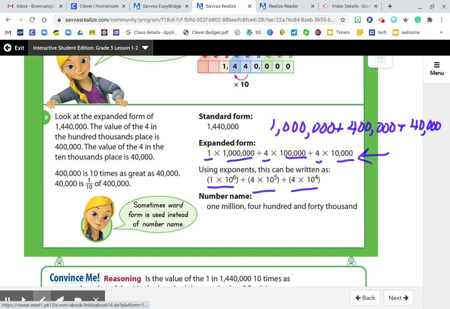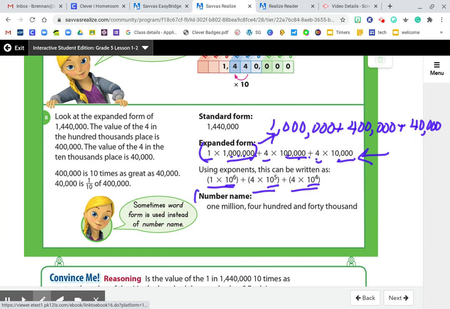Now in 5th grade, you're going to see it more where we pull the digit out. So we have 1 times 1 million. It's the same as saying 1 million. 4 times 100,000, 4 times 10,000. And that will help us to turn them into exponents. So remember that we have 6 zeros. So a million is written 10 to the 6. 5 zeros, 100,000 is written 10 to the 5th. And 4 zeros, 10,000 is written 10 to the 4th. So we pulled the digits out and then we multiplied them by their place value.